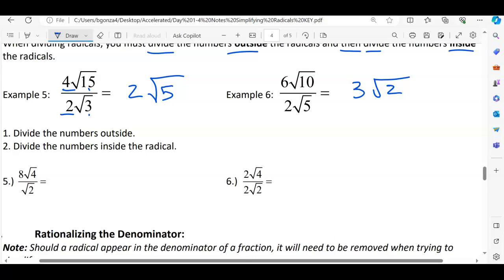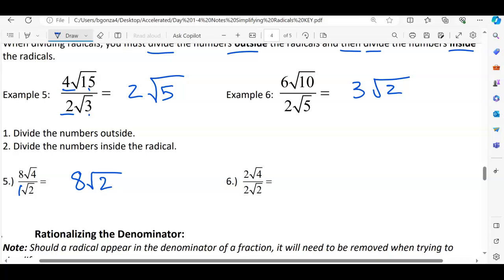All right, here we go. Number 5. If there's no number in front of the square root of 2, what goes right here? A 1. What's 8 divided by 1? Ocho. What's 4 divided by 2? All right. 8 square root of 2.